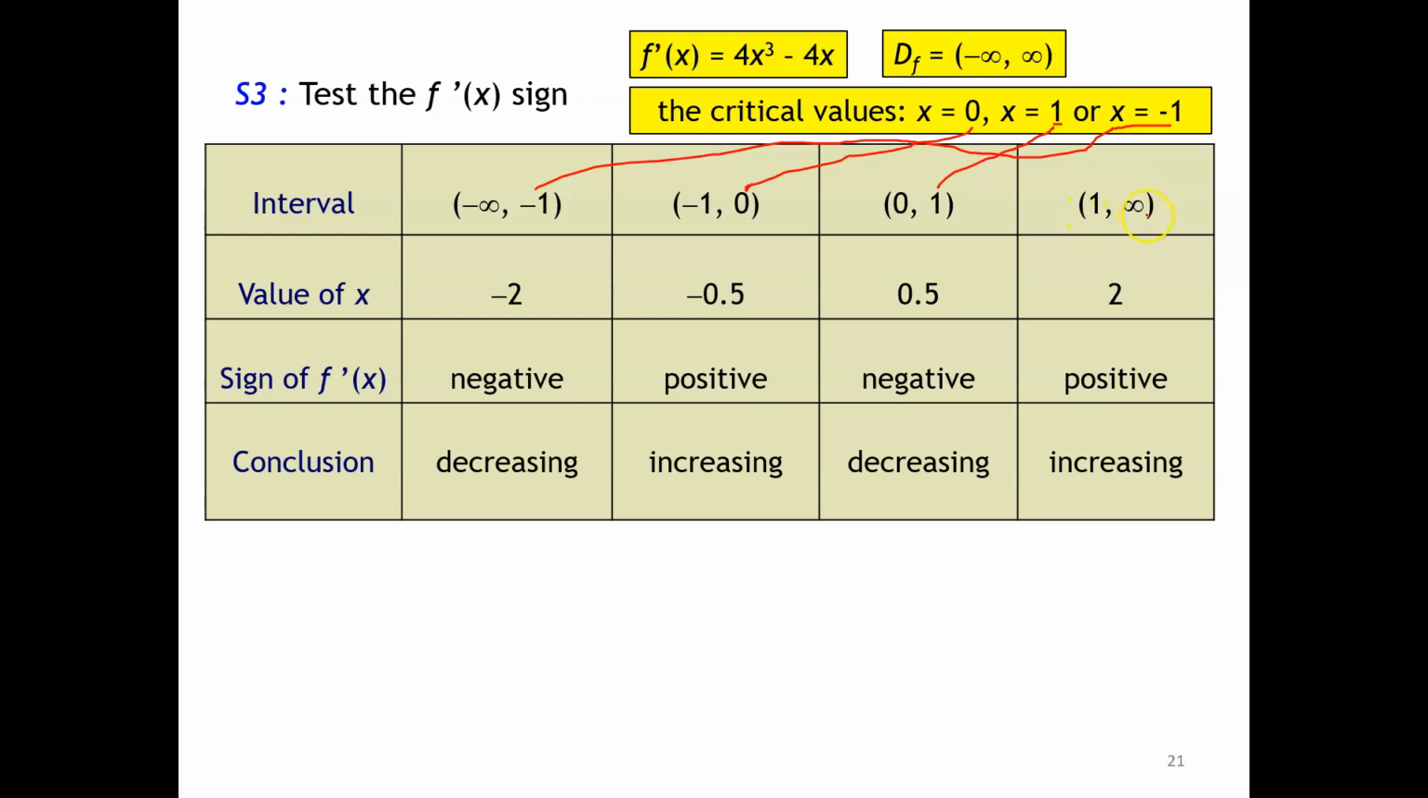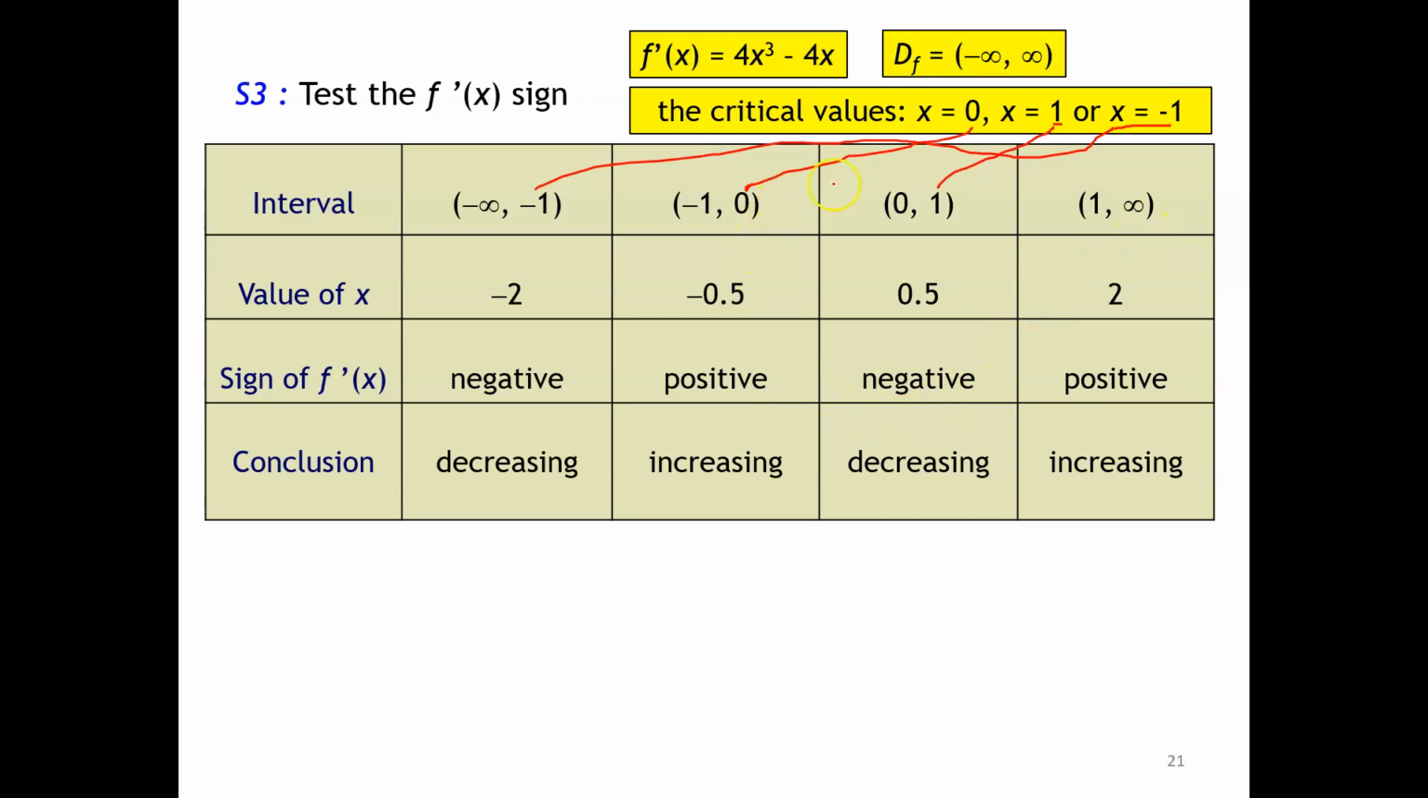And the biggest is infinity, because you refer back to your domain over here. The smallest domain is negative infinity, and the biggest will stop at positive infinity. So now you already obtain your 4 intervals. You have 4 intervals, right?